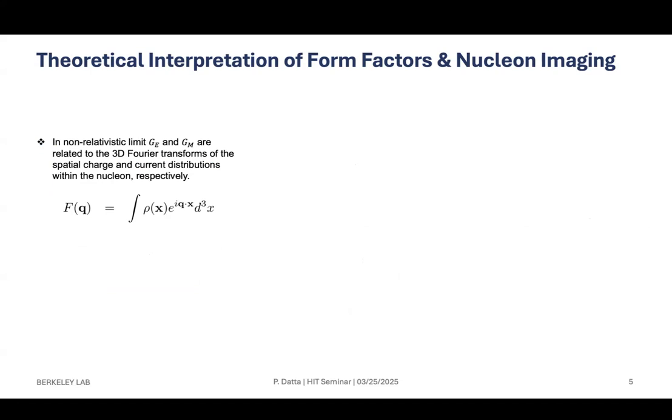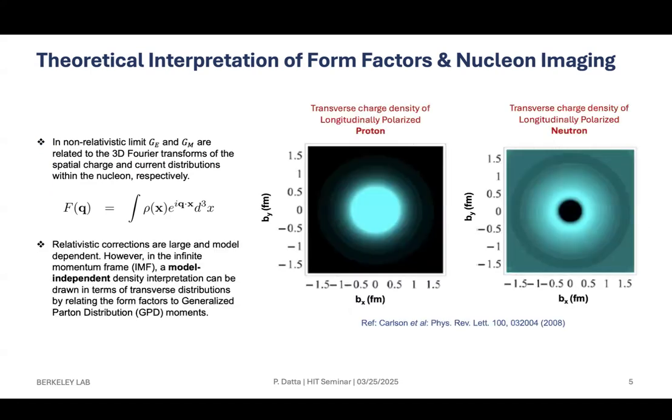But at higher Q squared, such a density interpretation breaks down because to draw a similar density interpretation, you need relativistic corrections, which are large and model dependent. However, there is a model independent way to connect the nucleon form factors, even in the relativistic limit, with the transverse charge distribution of the nucleons in the infinite momentum frame, where the observer is moving towards the nucleon at the speed of light and vice versa. On the left plot, I'm showing the transverse charge distribution of a longitudinally polarized proton, and on the right, the same but for a neutron.